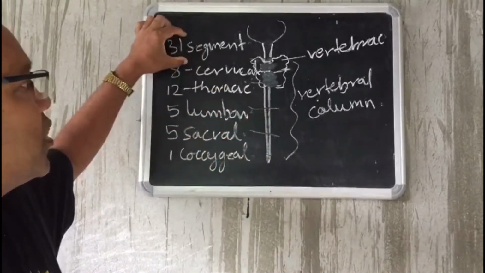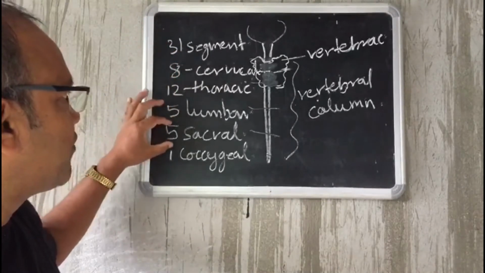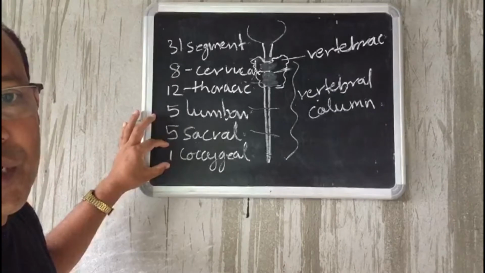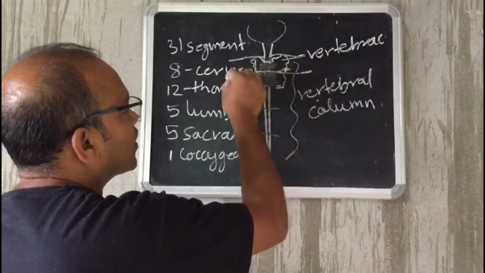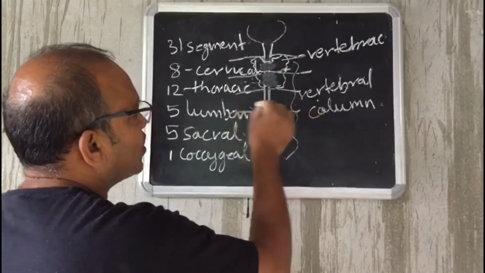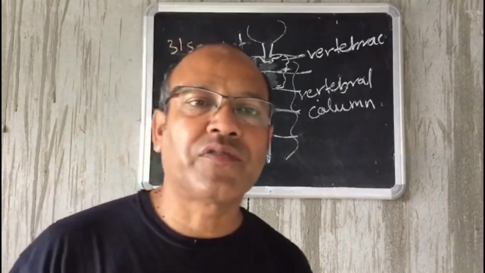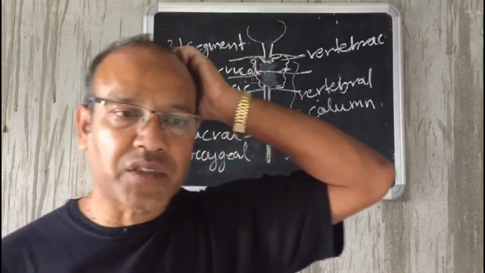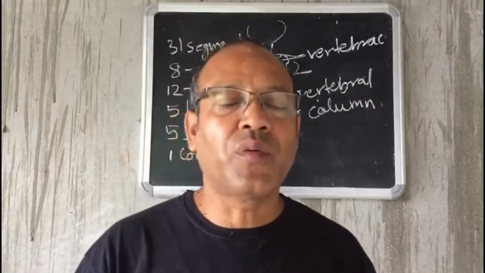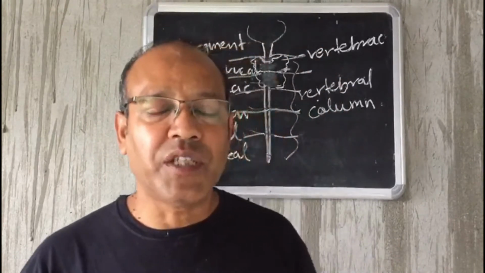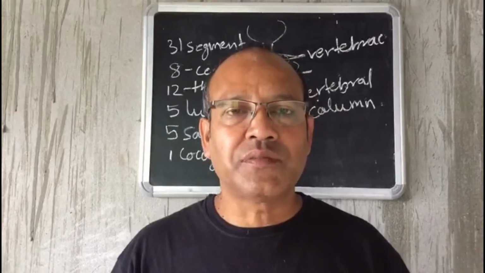So, these 31 segments: 8 cervical, 12 thoracic, 5 lumbar, 5 sacral and 1 coccygeal. From each of these segments, nerves arise on both the sides, which makes up 31 pairs of nerves. These 31 pairs of nerves innervate the different organs, organ systems and the limbs of the body.